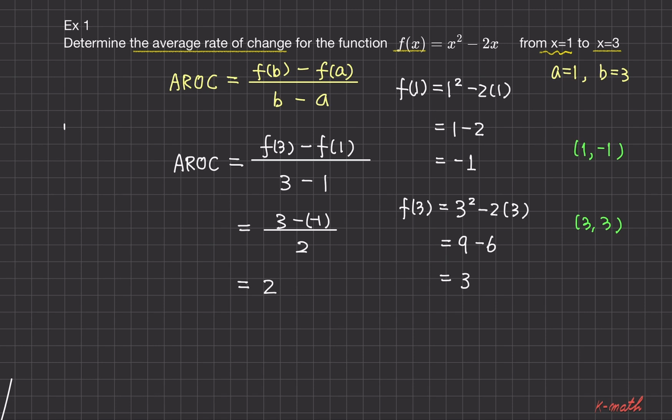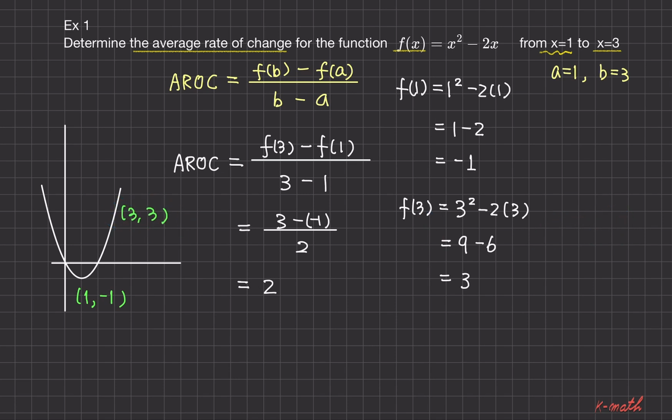Let's think about what this means on the graph. If you graph the function, it looks like this. Here is the point (1, minus 1). This one is (3, 3). If you connect these 2 points, that's the secant line. The slope of this line is the average rate of change we found.